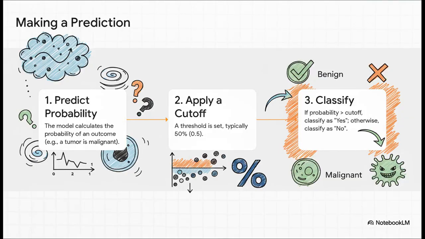So, how do we get our yes or no answer? Well, first the model spits out a probability. Then we just apply a cutoff. Usually it's 50%. So if the model says there's a greater than 50% chance the tumor is malignant, we classify it as malignant. If it's less than 50%, we classify it as benign. Simple as that. It turns a probability into a decision.